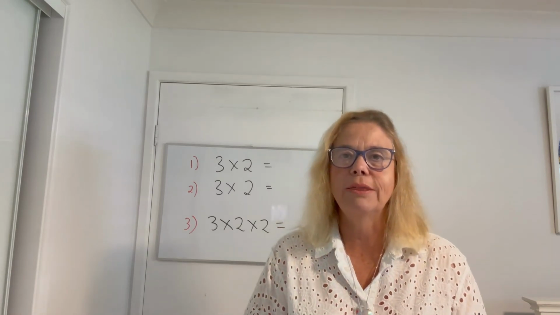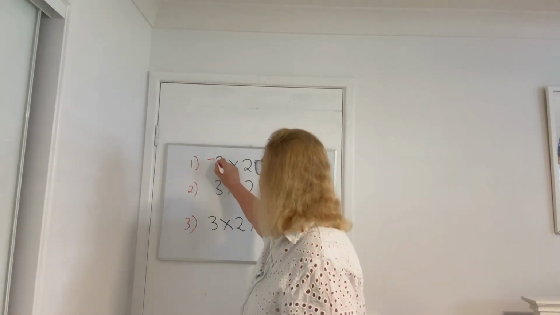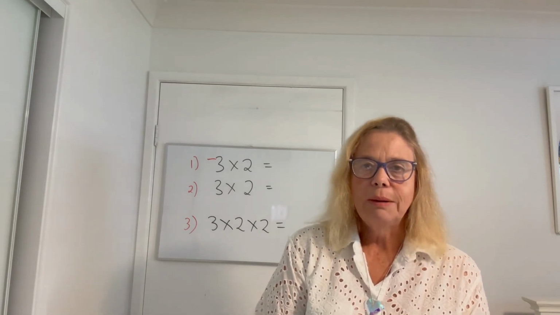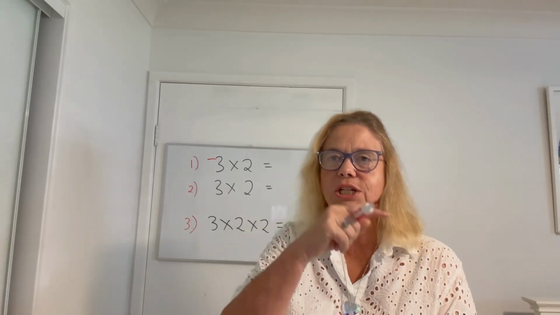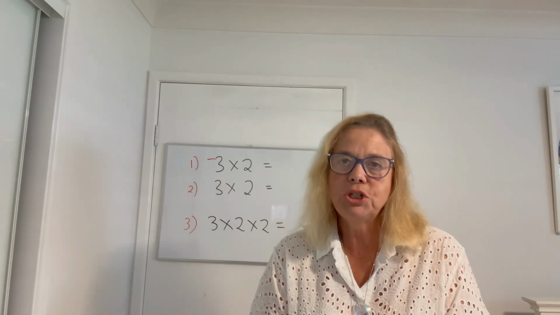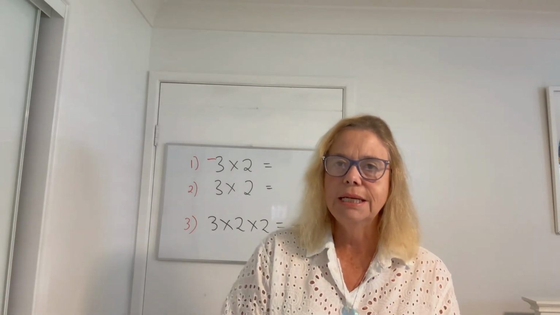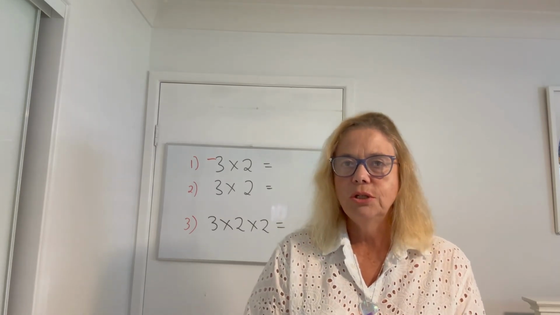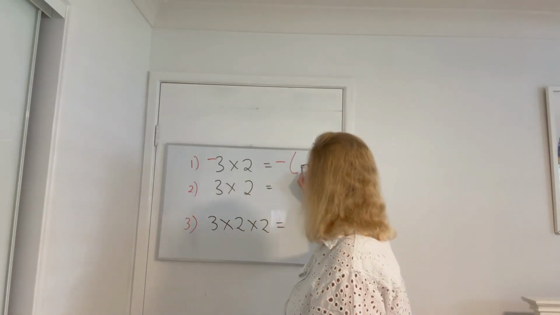But let's make one of them a negative. So that's negative 3 multiplied by 2. When one is a negative, we're changing the direction. We're no longer going positive, we're changing the direction. So when we're changing the direction, the answer is a negative. So negative 3 multiplied by 2 is equal to negative 6.